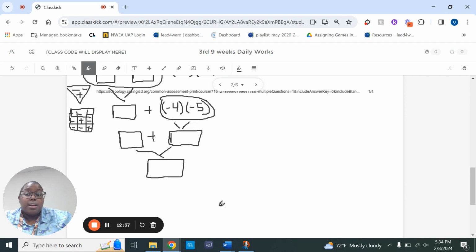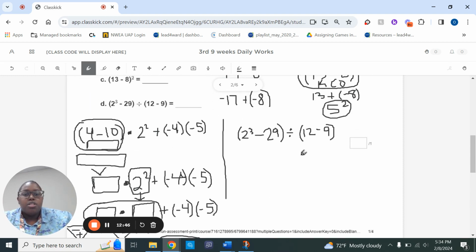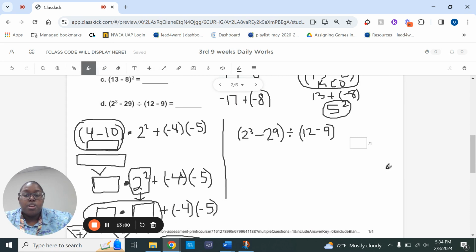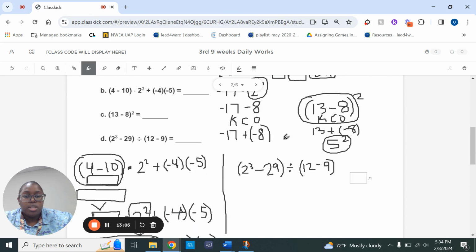All right, now let's talk about D. Using the order of operations, D, we would start with parentheses. Do we have any? Yes, we actually have two of them. We have this one and we have this one. We need to start from the left though. So we got to start with this one.